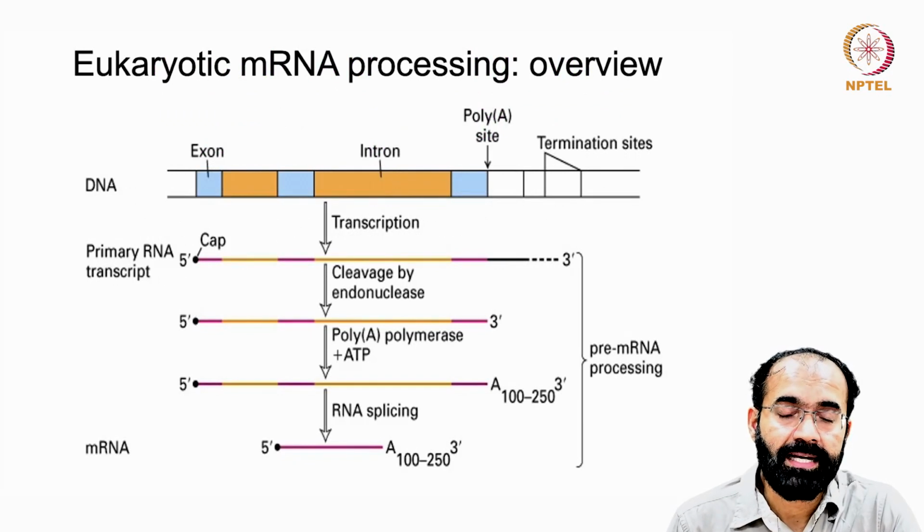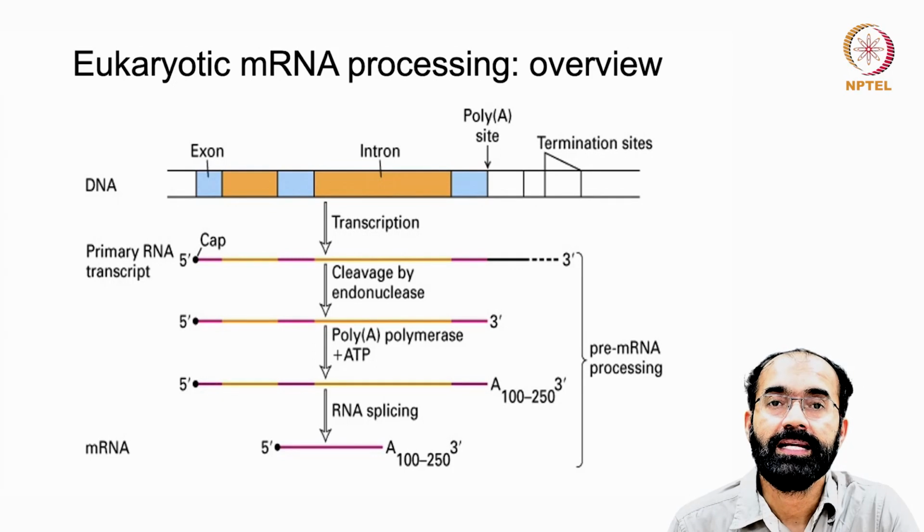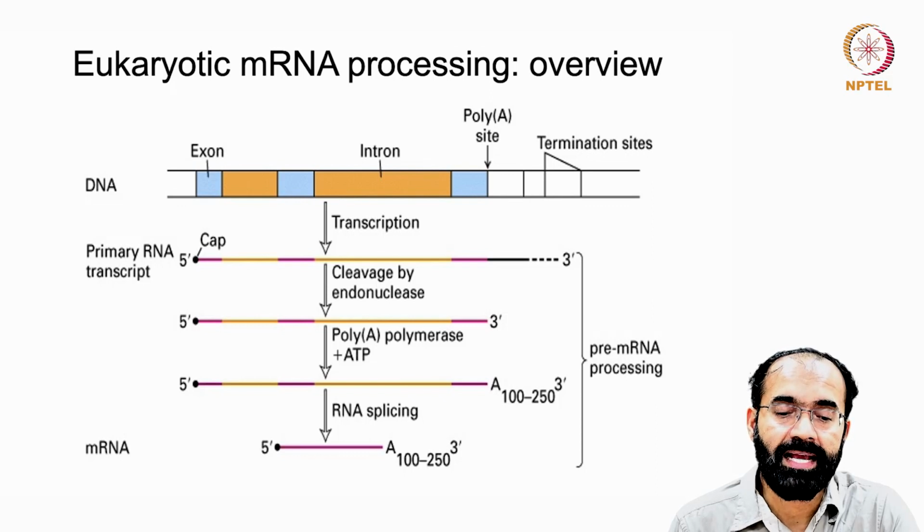So let us see in a cartoon manner how eukaryotic mRNA processing takes place. What you see in the topmost panel is the DNA, which is shown in a double-stranded structure like a railway track. You have exons, which are given in blue color, and introns are given in yellow color, and you can see exons are intervening, introns present.